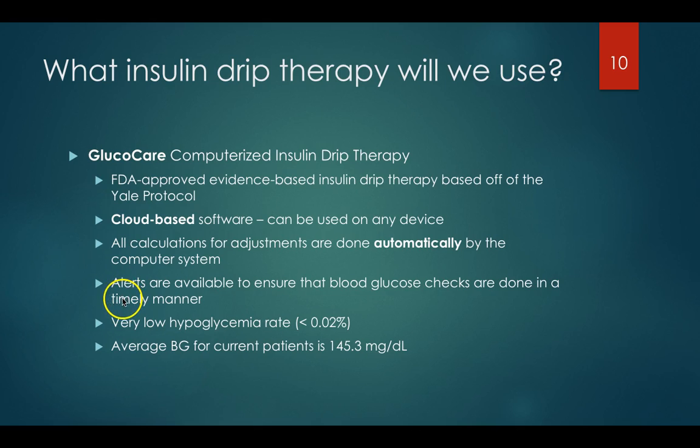So we've used this for, like I said, about a year and a half now. And what have we seen? We've seen a very low hypoglycemia rate. For patients that have been on protocol, our hypoglycemia rate has been less than 0.02%, which with our previous protocol, our hypoglycemia rate was about 2%. So this is a big improvement. But that doesn't mean we're sacrificing efficacy. The average blood sugar for all patients that were on the protocol is 145.3 milligrams per deciliter. So that's excellent.